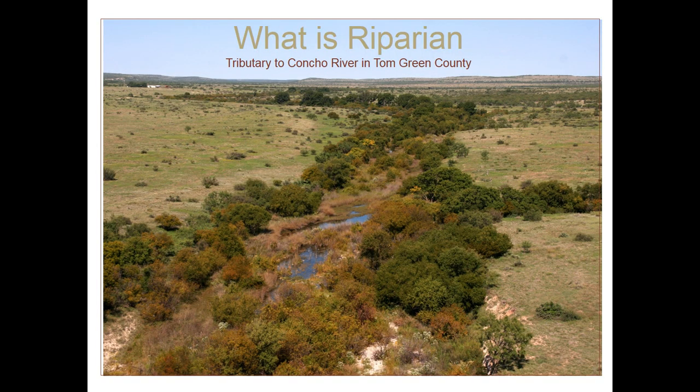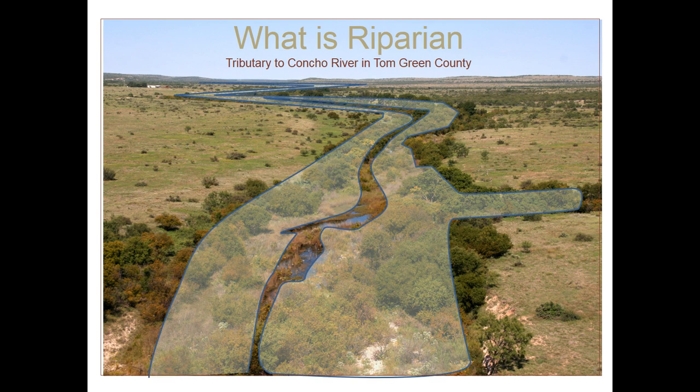To begin this lecture, let's make sure we have a common understanding of what is riparian. This is a term that has just come into common usage in Texas in the past 10 to 15 years, even among land management professionals. A riparian area or zone is the part of the landscape that flanks rivers and streams, shown in blue on this picture. It does not include the channel or the water.